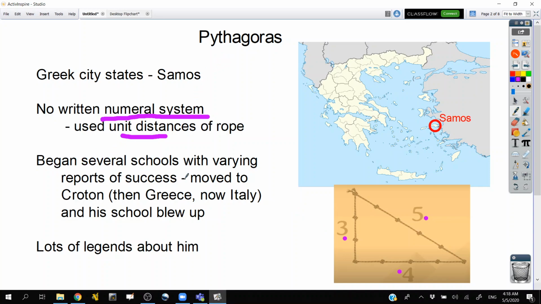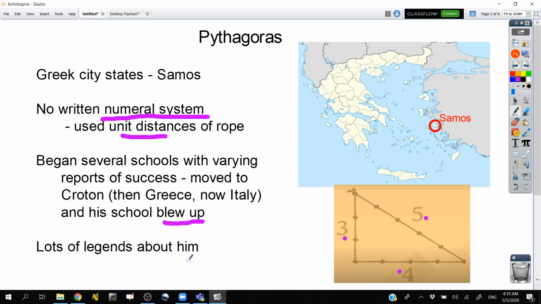Pythagoras began several schools with varying reports of success. He eventually moved to Croton, which was then Greece but is now in Italy, the same way that Samos was then Greece or Italy but is now Turkey. But Croton and his school blew up. It became a huge school. They competed in the area. And there are lots of legends about him.